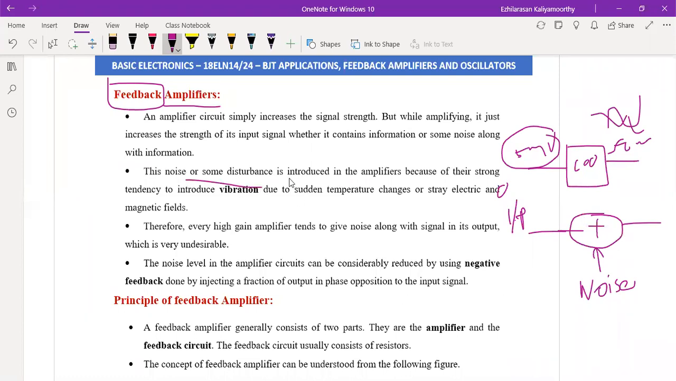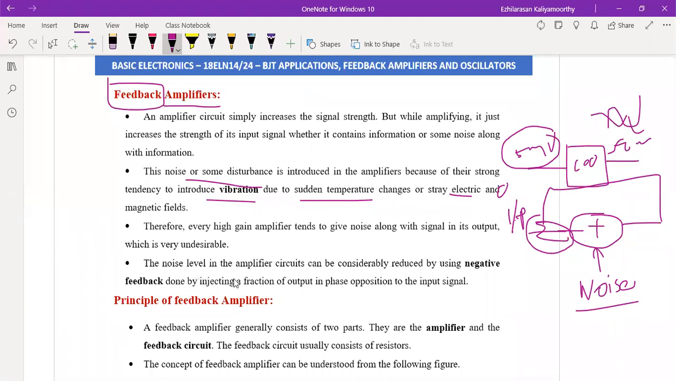This noise or disturbance is introduced in the amplifier because of its strong tendency to pick up vibration due to sudden temperature change or stray electric and magnetic fields. To avoid that, how can it be done? For every high gain amplifier, whatever output they are having is given back to the input. We feed it like this. Each and every time, the output signal will be added with the input signal, and then automatically it will suppress the noise. This is the idea behind using the feedback amplifier.